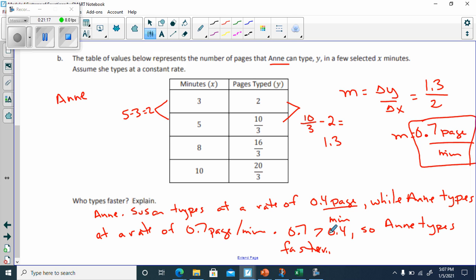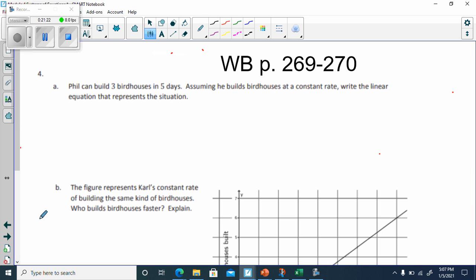Okay, here we go. Let's look at page 269 through 270. Phil can build 3 birdhouses in 5 days. Assuming he builds birdhouses at a constant rate, write the linear equation that represents the situation. Y is equal to mx plus b. Our b is where he starts. How many birdhouses does he start with? It doesn't tell me he has any, so it's 0.